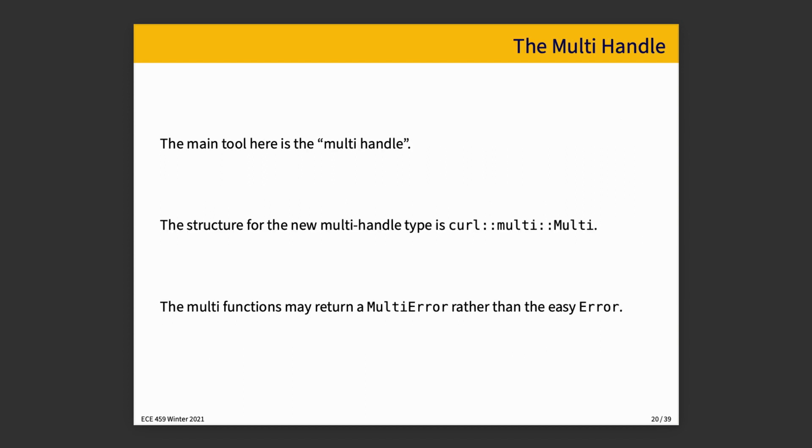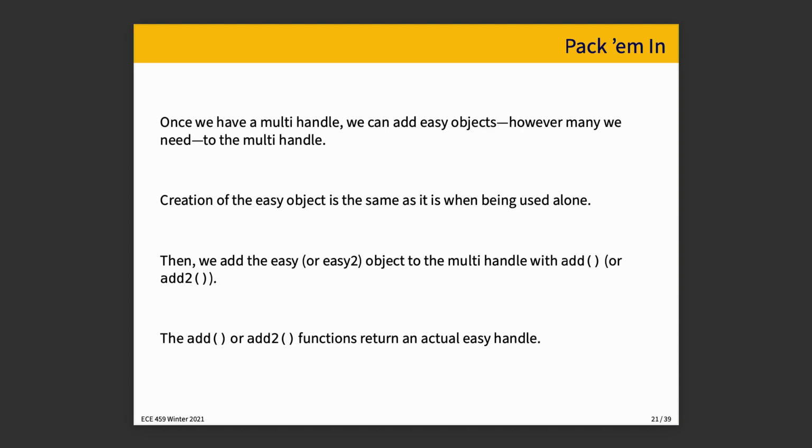And the main tool for that is the multi-handle, and the type for that is just Multi with capital M, and they return MultiError as opposed to just regular Error. So unfortunately, there isn't a super great way to unify the error handling with the question mark symbol, but we do our best under the circumstances. So the multi-handle is a structure that allows us to contain a number of easy handles, and we can use it to manage a group of them, and we'll start them and we'll check on their progress as is necessary.